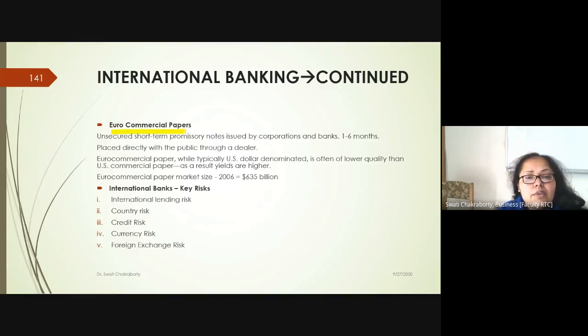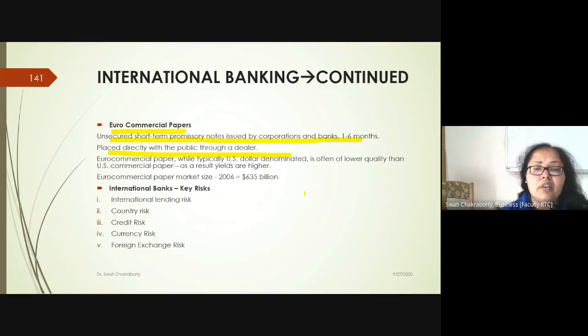Euro commercial paper. Euro commercial papers are unsecured short-term promissory notes issued by corporations and banks for 1 to 6 months. It's placed directly with the public through a dealer. Like Euronotes, it's typically US dollar-denominated and is often of lower quality than US commercial paper. As a result, it yields a higher return. The Euro commercial paper market size in 2006 was 635 billion, not trillion. Right.